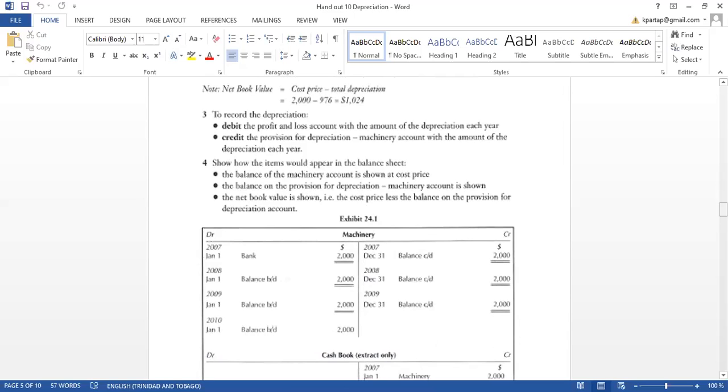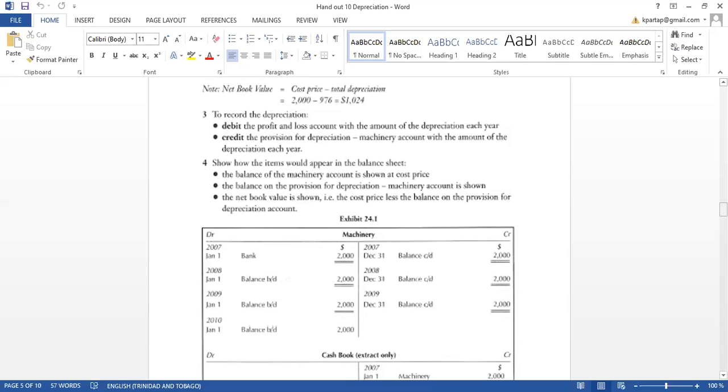Okay, so net book value equals the cost price, which is 2,000, minus the total depreciation. The total depreciation, of course, would be the total of all 3 years added together to give you that net book value of 1024 at the end. To record the depreciation, we are going to debit the profit and loss account with the amount of the depreciation each year and credit the provision for depreciation machinery account with the amount of depreciation each year.